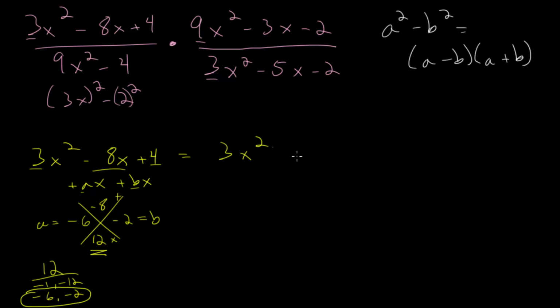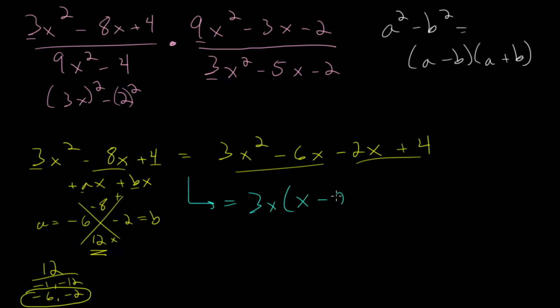So we can now rewrite this as 3x squared minus 6x minus 2x plus 4. And now we use factoring by grouping. We pair the first two and the second two together and pull out the greatest common factor. So from these, we can pull out a 3x. We're left with x minus 2. And you can always check these by just redistributing to get back what you started with. And here we can pull out a -2, so that we're left with x minus 2.